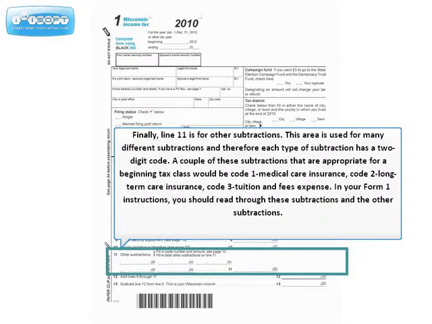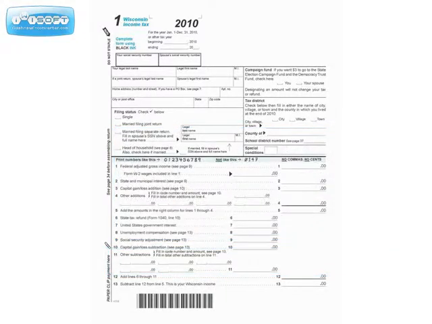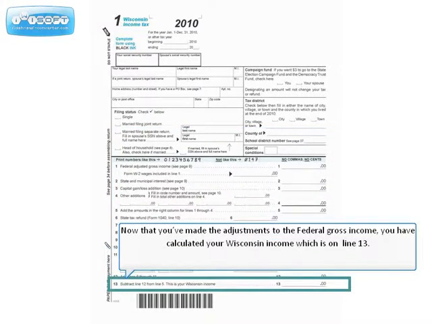In your Form 1 instructions, you should read through these subtractions and the other subtractions. Now that you've made the adjustments to the federal gross income, you have calculated your Wisconsin income, which is on line 13.